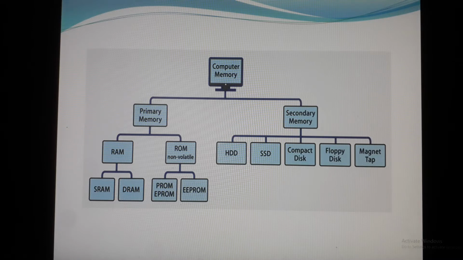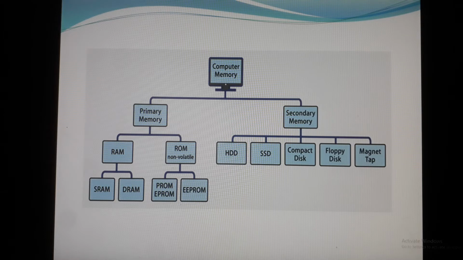If you go through the diagram there, you will see RAM is again divided into SRAM and DRAM. Now what is SRAM? S means static, static random access memory. Static RAM has lower access time, so it is fast and expensive. And another, DRAM. D means dynamic. Dynamic RAM has higher access time, so it is less expensive and slow.